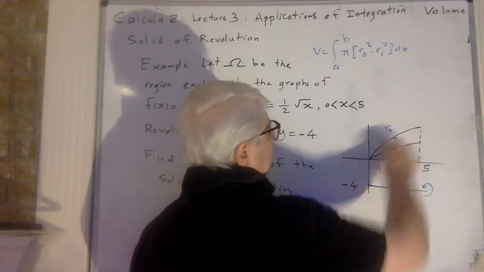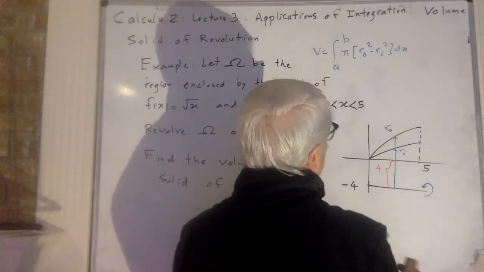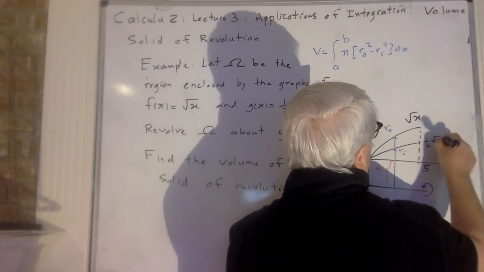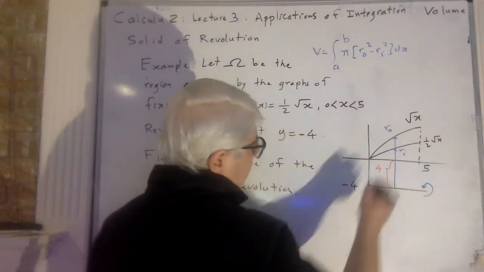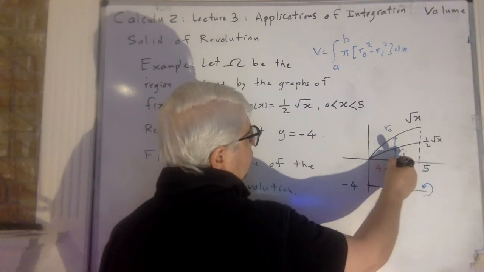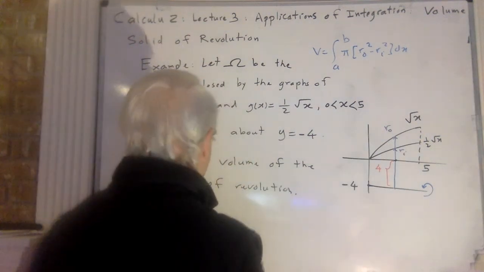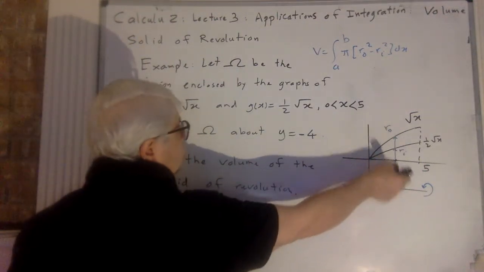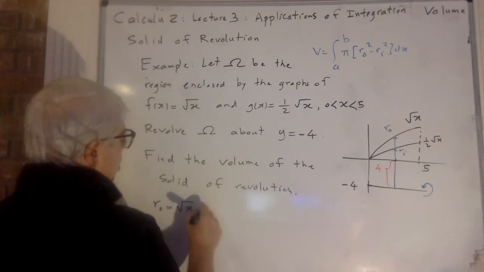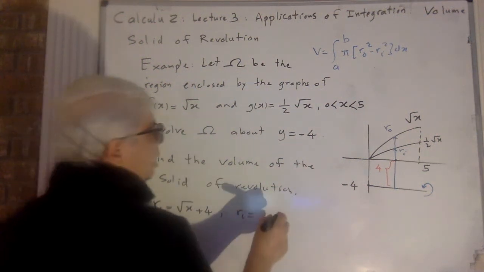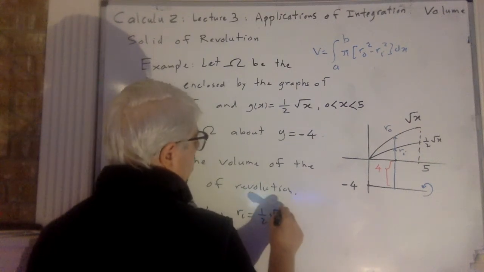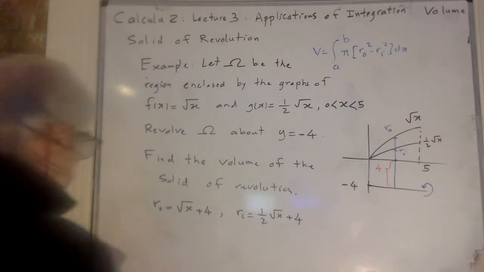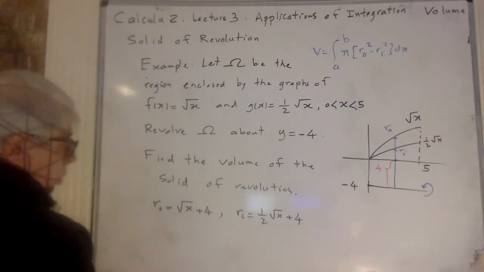And this is f(x), so the top one is square root of x, and the bottom one is 1/2 square root of x. So from here to here is square root of x, from here to here is 1/2 square root of x. Therefore, RO will be square root of x plus 4, and RI will be 1/2 square root of x plus 4. Okay? So the RO and RI are these two.